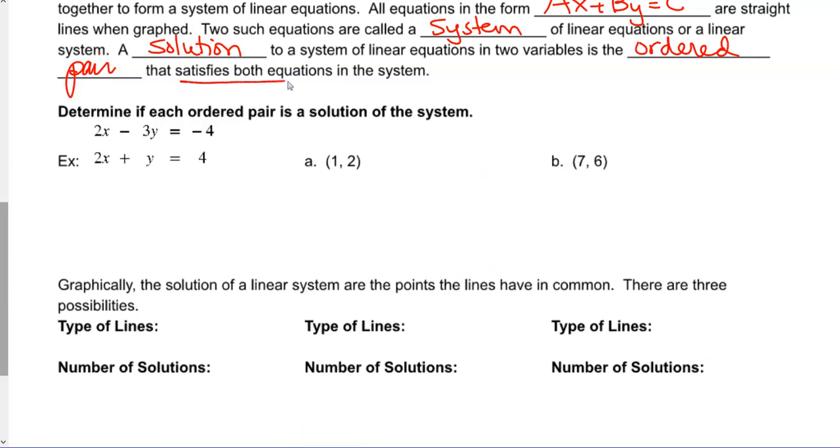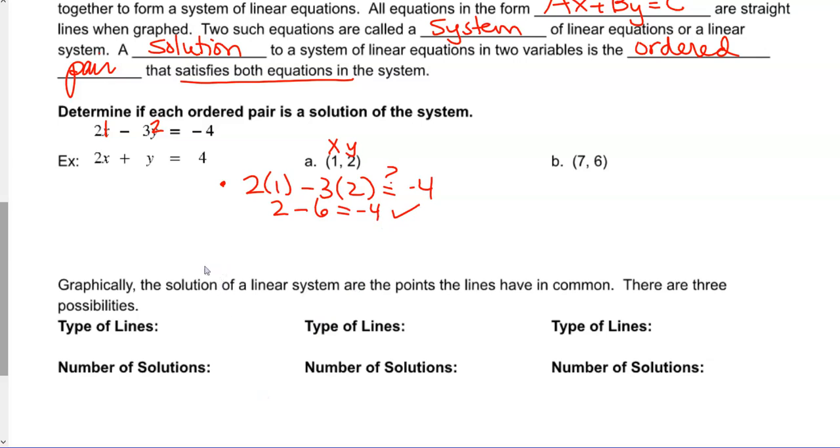Well, what does it mean that it satisfies both equations? Remember, this is an x and that's a y. If I were to take each of those values, plug them into each of these equations, they have to make a true statement. So, for instance, for the first one, 2 times 1 minus 3 times 2, is that equal to negative 4? So I took x and y, 1 and 2, put it here and here. Okay, so order of operations says I multiply first, so I get 2 minus 6. Is that equal to negative 4?